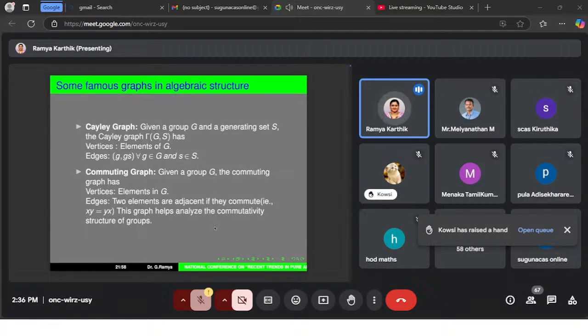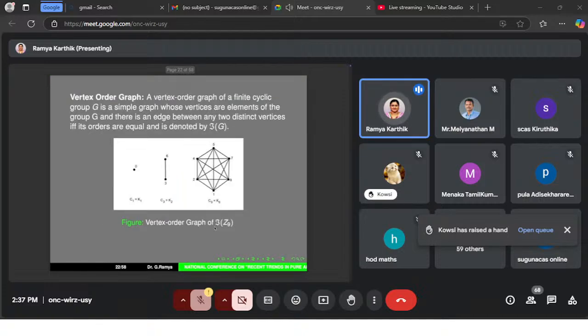Next, another graph from groups is the commuting graph, which comes from a non-abelian group. Consider the vertex set to be all elements in a group G. Two vertices are adjacent in a commuting graph if they commute with each other. It helps to analyze the commutativity structure of a group. Actually, the first major graph in algebraic graph theory was the Jordan graph, introduced by Jordan in 1869. It arose for permutation groups and was used to study group action and automorphism. This graph laid the foundation for studying group structure using graphs. Later on, Cayley graphs and other graphs expanded this idea, leading to deeper results in combinatorial theory.